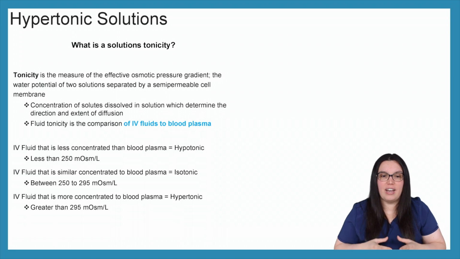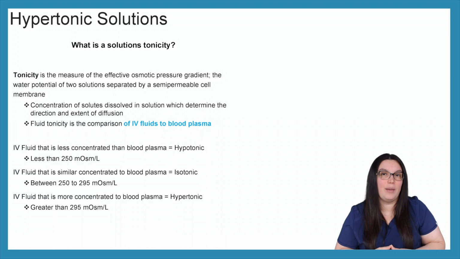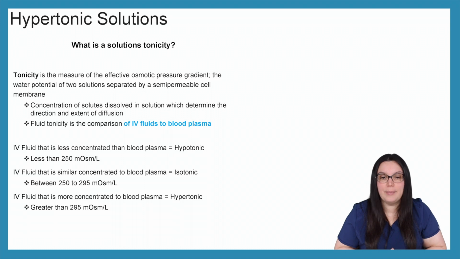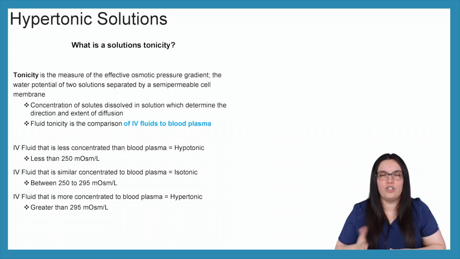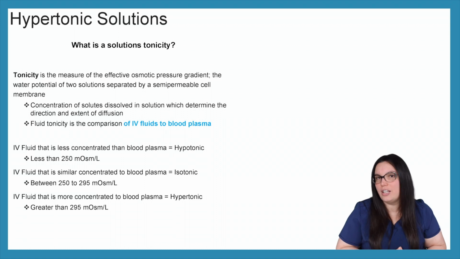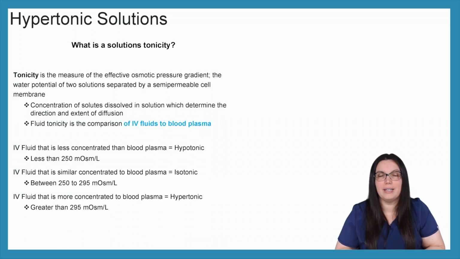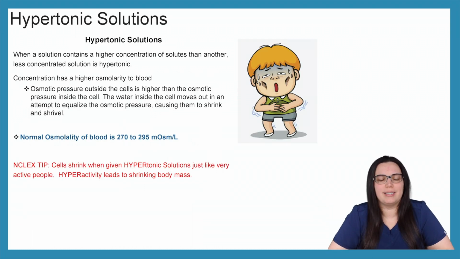So if we have an IV fluid that is less concentrated than our blood plasma, then we have a hypotonic solution, less than 250. If we have an IV fluid that has a similar concentration to blood plasma, then we have an isotonic solution. That's usually between 250 and 295. And lastly, if the IV fluid is more concentrated than our blood plasma, then we have a hypertonic solution that is greater than 295. So what are hypertonic solutions?